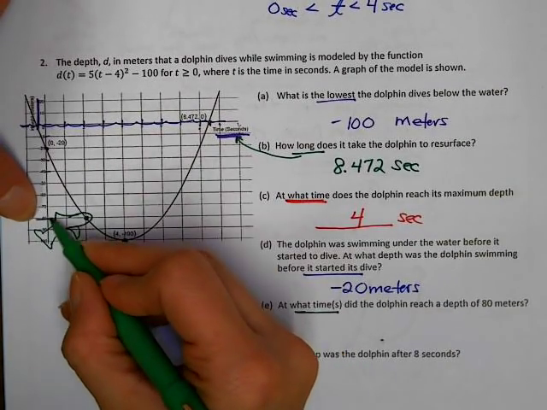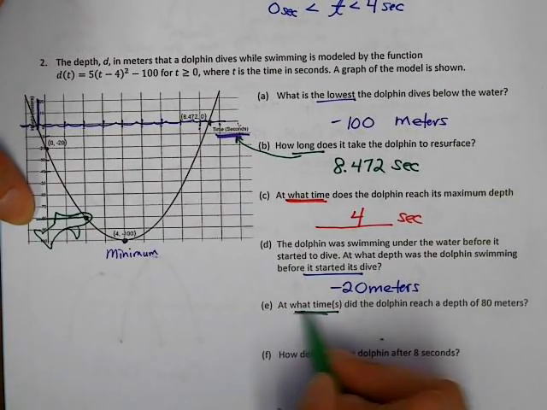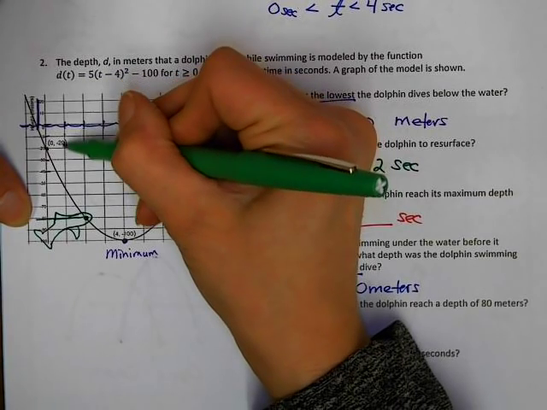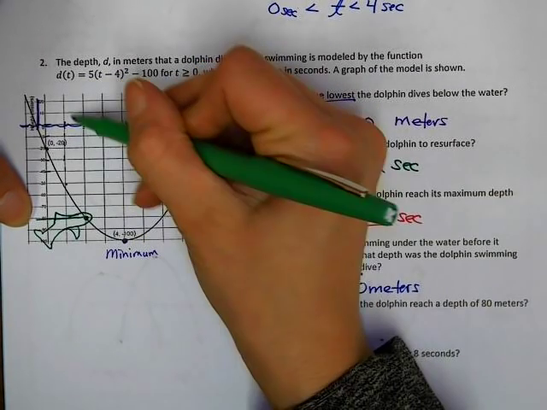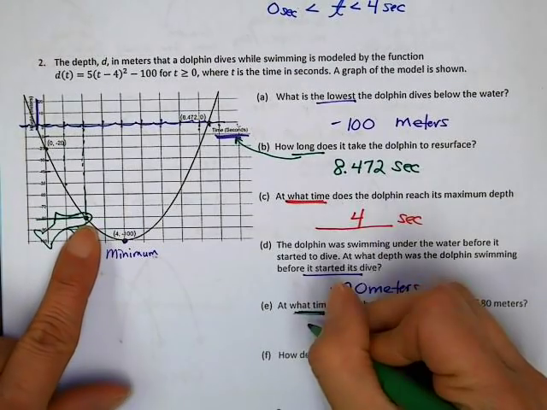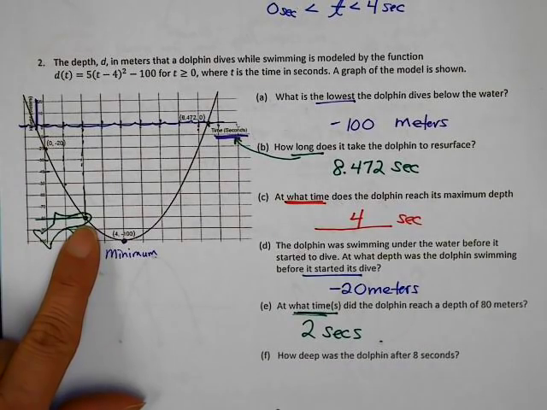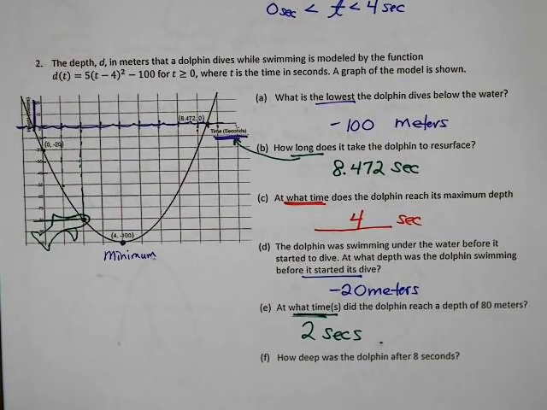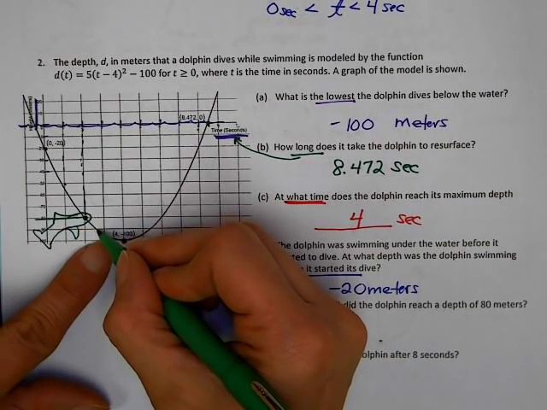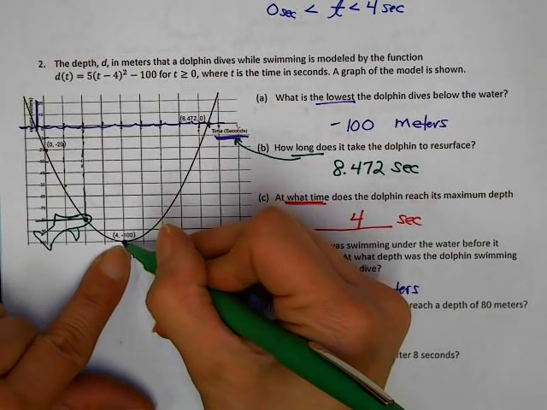When is he at 80 meters? Not 80 meters, but when? At what time? At 1 second? No. Is it 2 seconds? Yes. At 2 seconds. But wait, that's not the only answer. Is there another time that he's 80? Because then he goes down farther than 80. But wait, he needs some air. He's going to come back up.